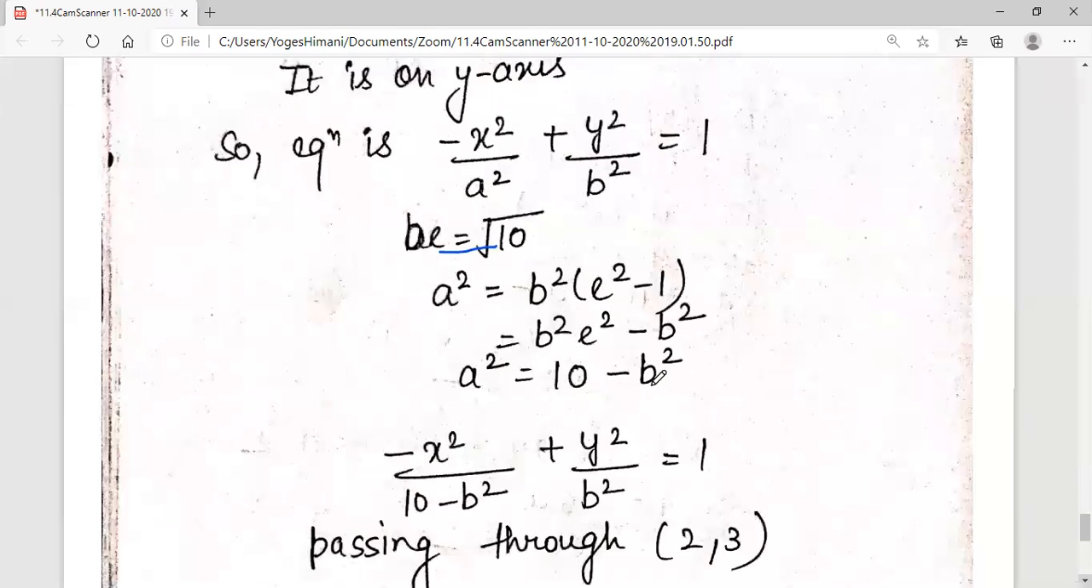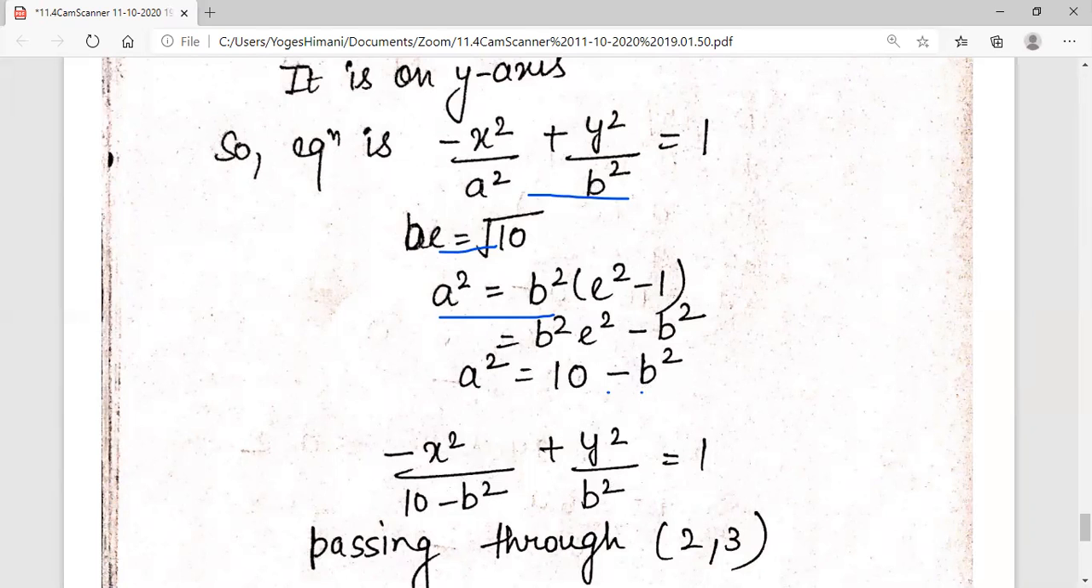What will be the formula for the a value? a is b under root e square minus 1. By squaring, what will we get? a square is equal to b square into e square minus 1. Open the bracket and put the value of BE, that is root 10. But because of the square, you will get 10. Now, students, you can see the a square value you have got is 10 minus b square. We can use this value here in the equation of the hyperbola. Minus x square by, what is the a square value? 10 minus b square, plus y square by b square, it is equal to 1.